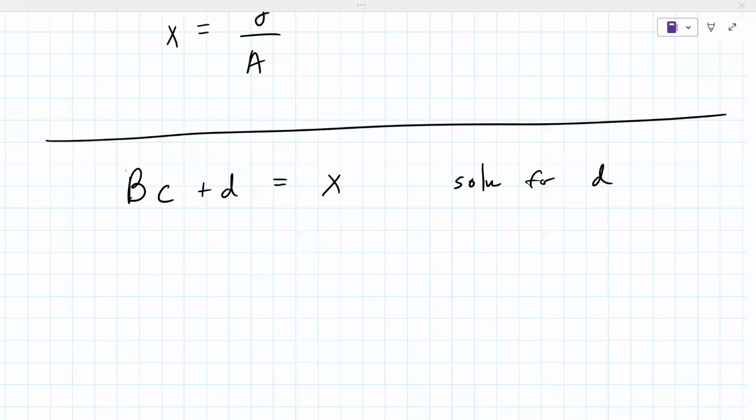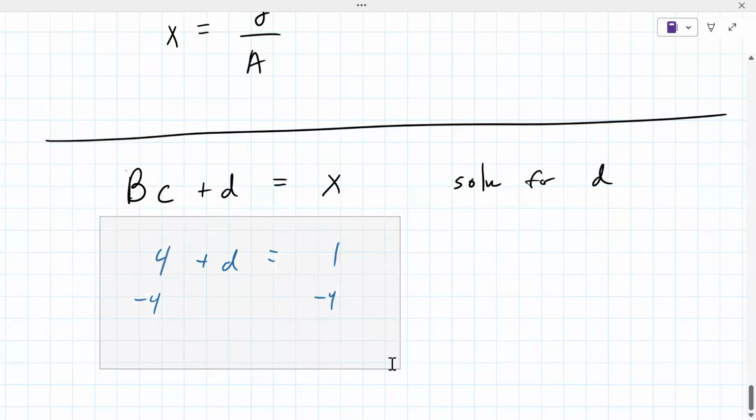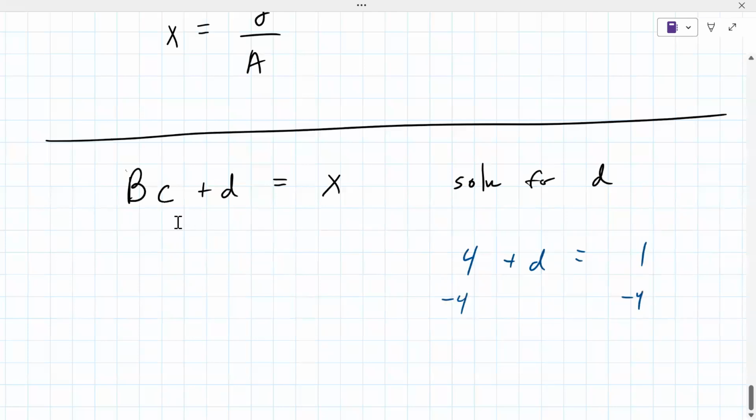So let me draw a parallel problem here. Let's say it was 4 plus d equals 1. What would you do to solve for d? You'd subtract 4, right? Mm-hmm. So what is the equivalent of that in this problem? B. Well, more than that. B and C. Okay.